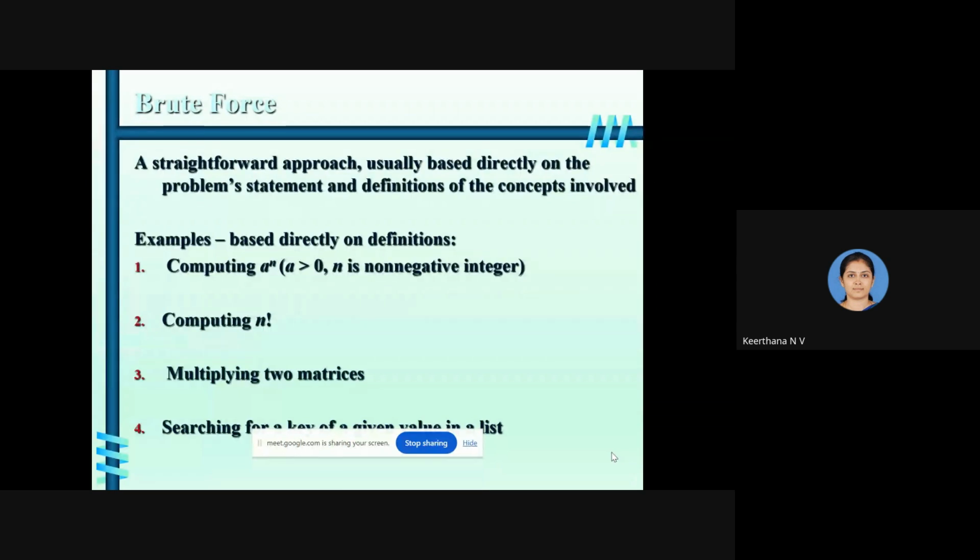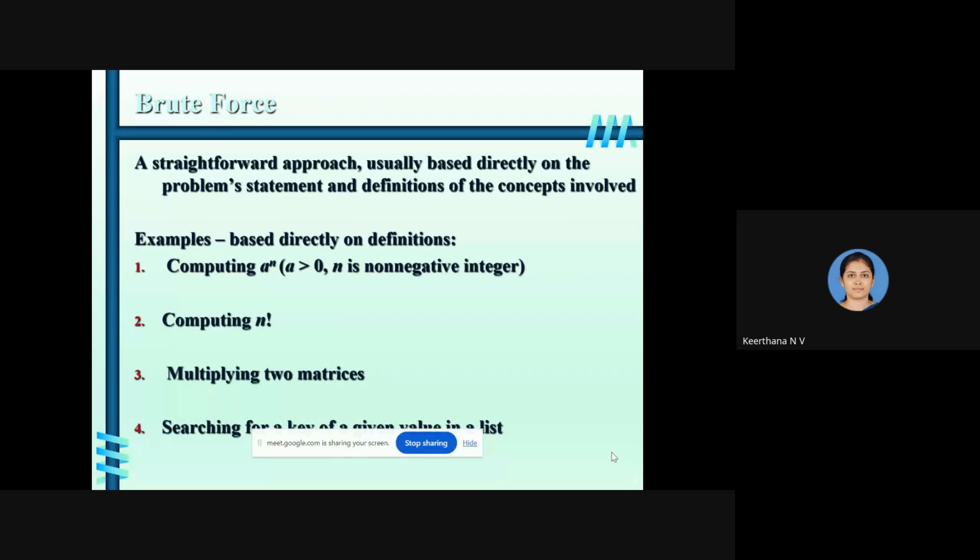For example, if you want to compute a power n, a should be always greater than 0, and the power of a should be always a non-negative integer. It means positive integers. For example, 2 power 3, 3 power 4. You can split up the powers. Suppose you are considering 2 power 4. I can split up my powers as 2 power 2 into 2 power 2, or 2 power 1 into 2 power 3. So for these combinations differing in every iteration, we are going to follow a trial and error method approach. So this is one of the examples of brute force.